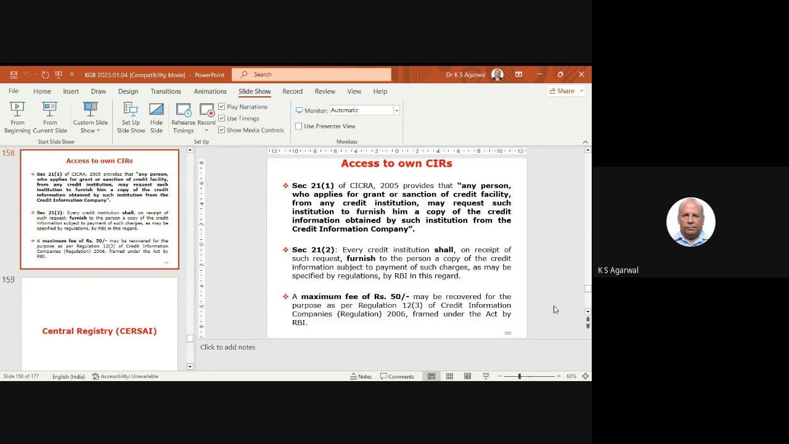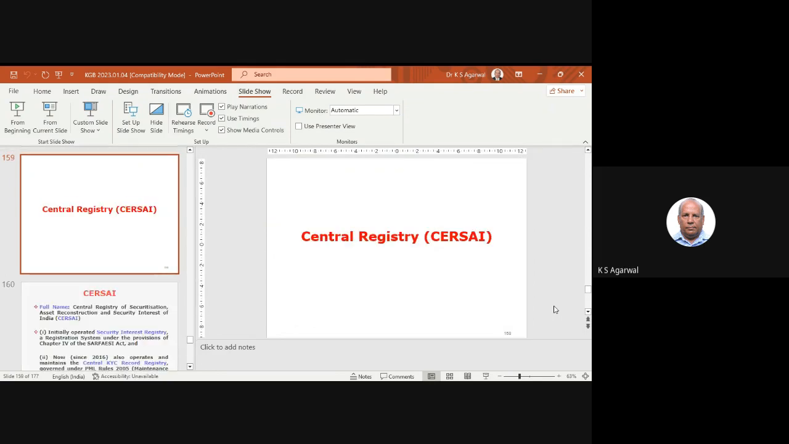But once he has requested, then you have to provide, because the next section, 21(2), says every credit institution shall furnish, subject to payment of such charges. You can recover the charge. But if the person has requested you, then you as a banker are duty bound to provide him a copy of this credit information report. And a maximum fee of ₹50 has been prescribed by Reserve Bank of India.